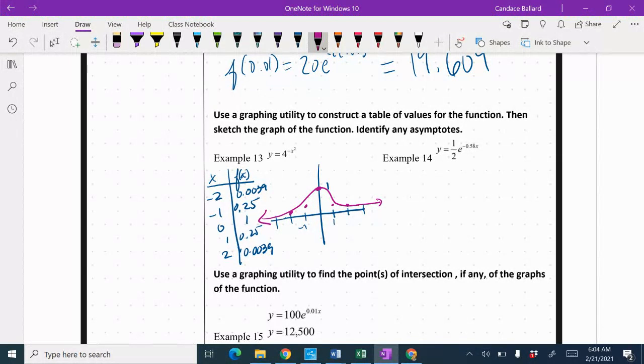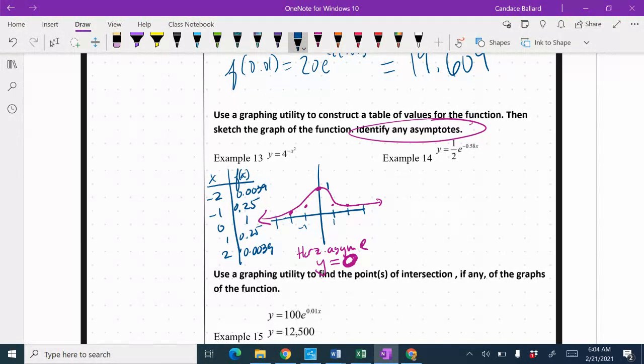And then we're supposed to talk about any asymptotes that we have, and it looks like we definitely have a horizontal asymptote. Remember, horizontal is a y equals, and it looks like it's the x-axis. So we would say y equals 0.